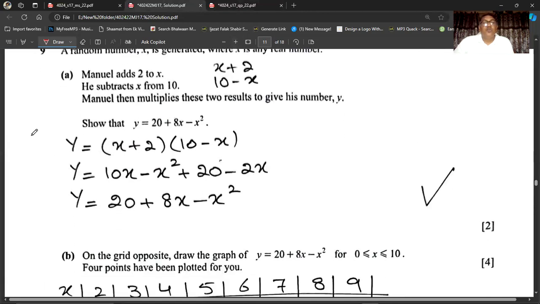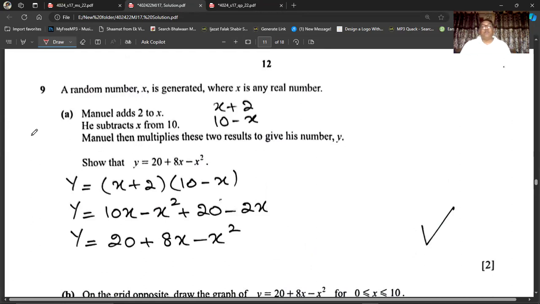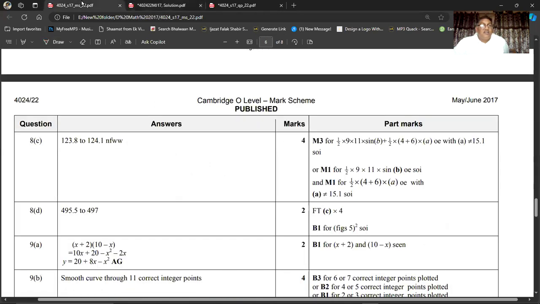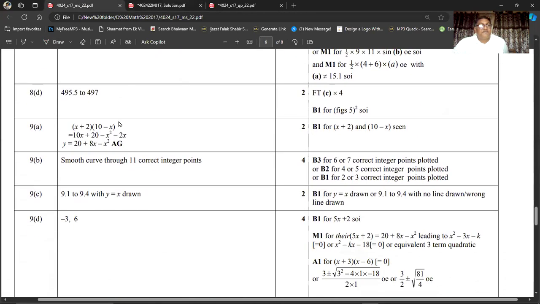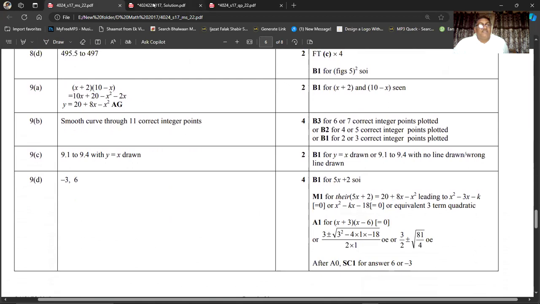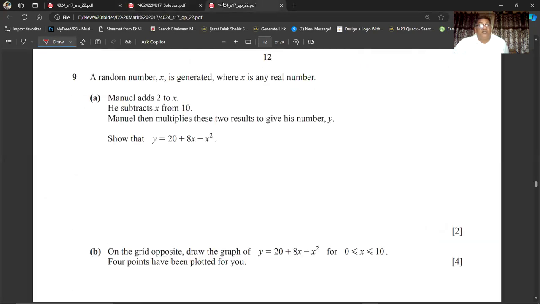straightforward question. So Manuel adds 2 to x, that means x plus 2. He subtracts x from 10, that means 10 minus x. Manuel then multiplies these two results to give his number y. So y will be equal to bracket x plus 2, bracket close, bracket start, 10 minus x, bracket close. So when you multiply them, that will give you 10x minus x squared plus 20 minus 2x. And so this will be 20 plus 8x minus x squared. So this is question number 9. This is how this is done. I hope you understand. It's a 2 marks question.